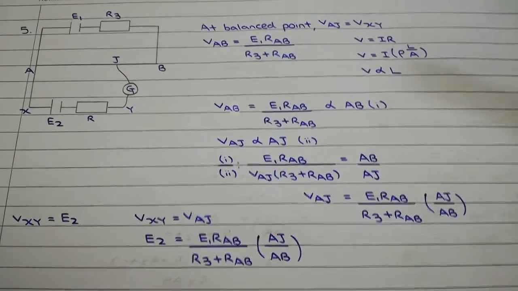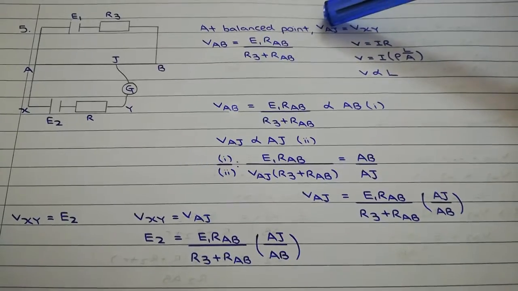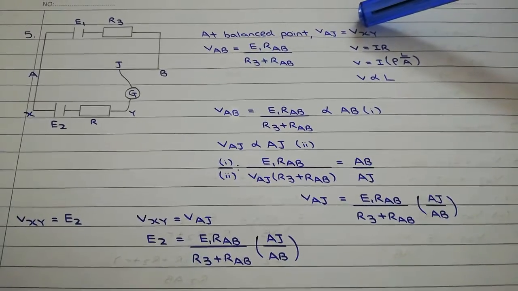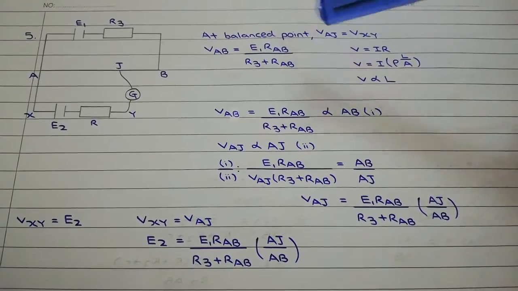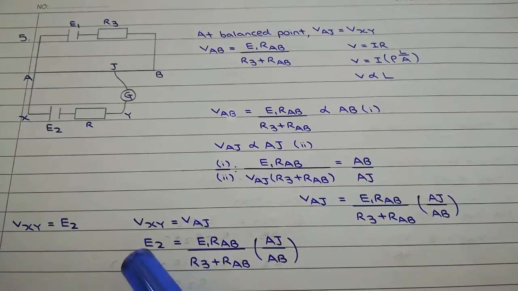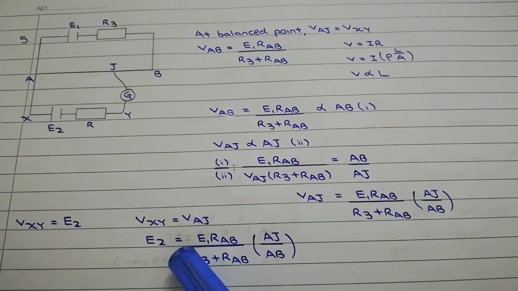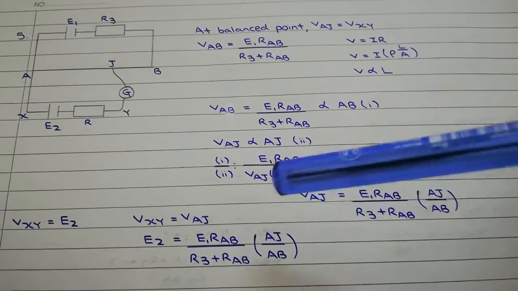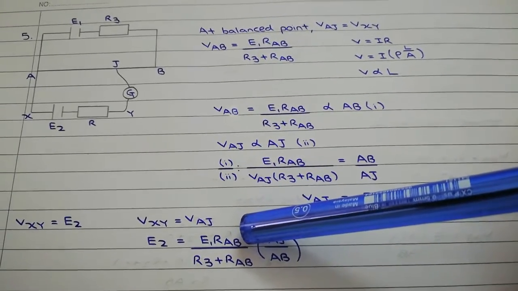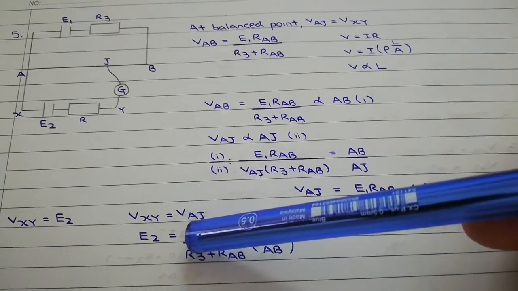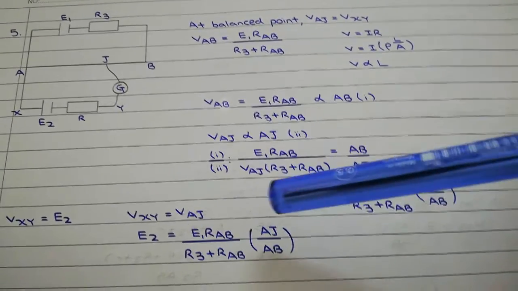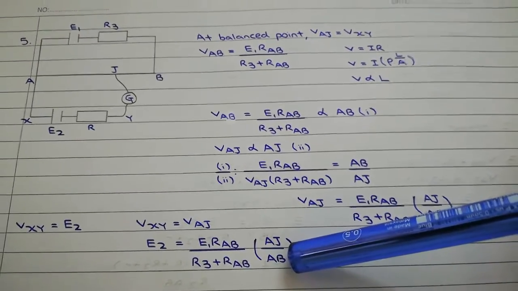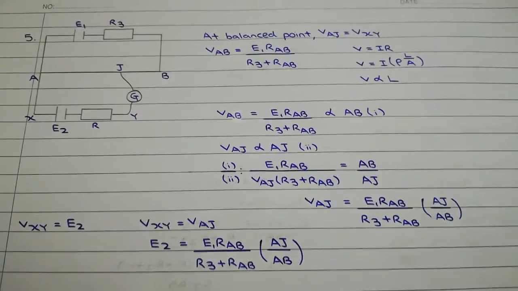As I have said before, the potential difference between point A and point J is equal to the potential difference between point S and point Y at the balance point. Hence, we can find out that the EMF of the second battery is equal to the EMF of the first battery times the resistance of the wire between point A and point B divided by R3 plus RAB, times the length of the wire from point A to point J divided by the length of the wire from point A to point B. That's all from me. Thank you.